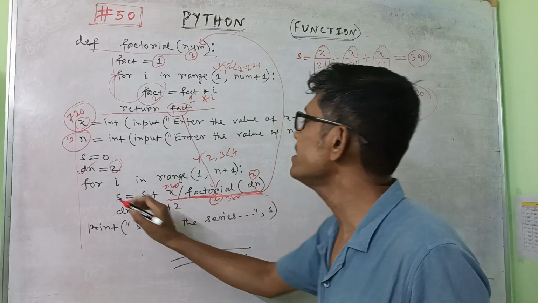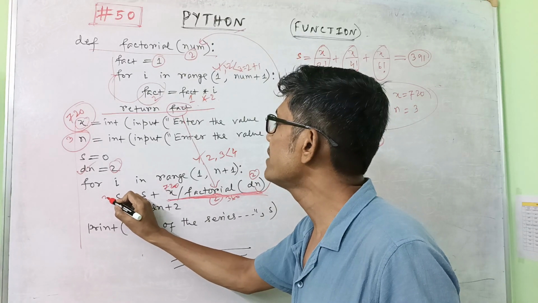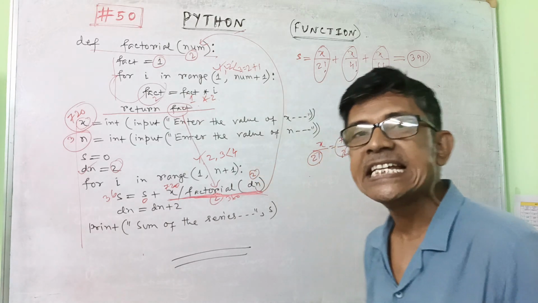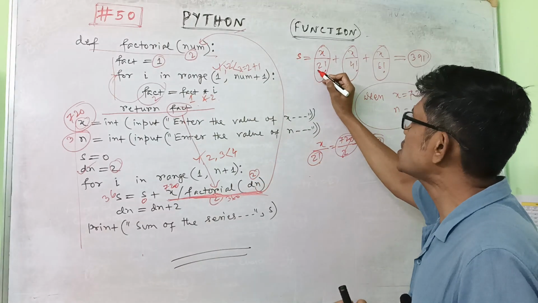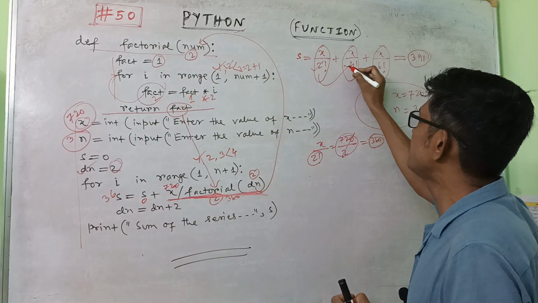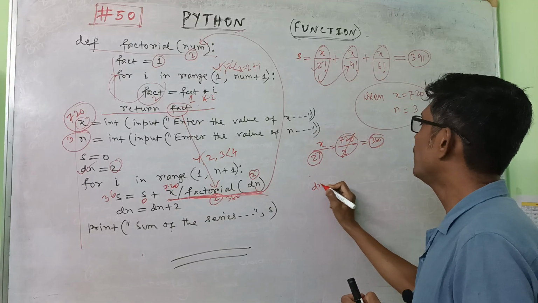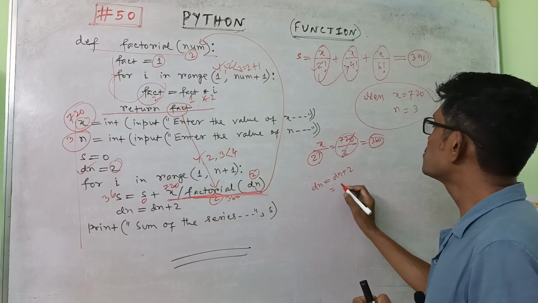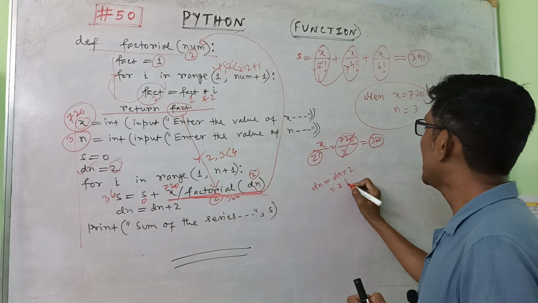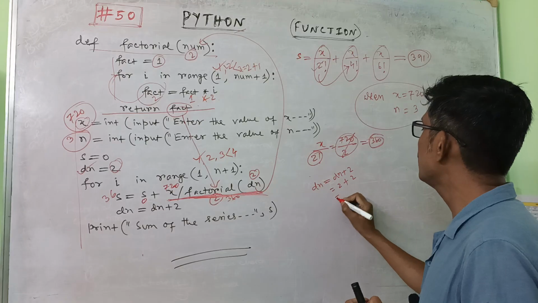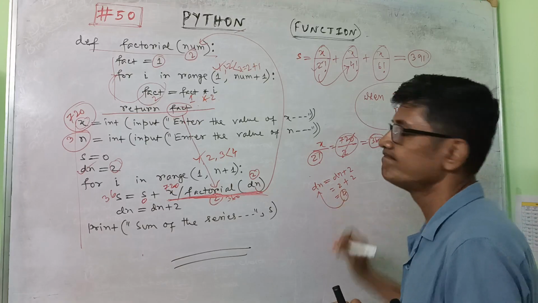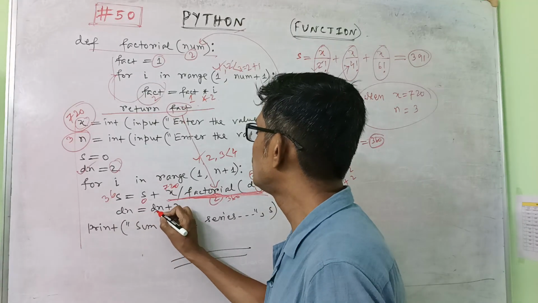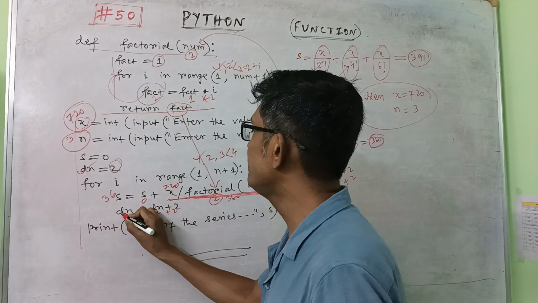0 plus 360, S will be 360. Again we have to update dn, because dn was 2 initially, so next time it will become dn plus 2. What was the previous value? Dn's first value was 2, and again updating by 2, so the dn value will be 4. 2 plus 2, it will be 4.